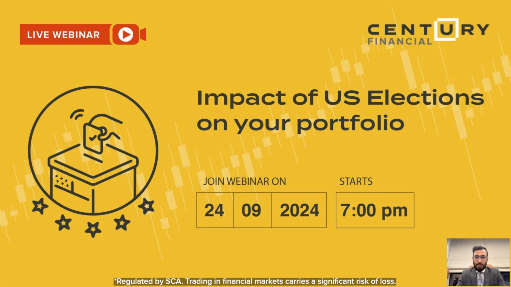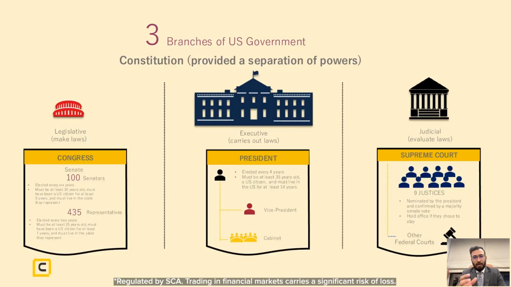So let's start the session by understanding how the US political system works. It's one of the most important things because what we understand is there's a president who takes the decisions. But we must also know that there are three branches of US government as per the constitution, and all these three branches have different powers. One is the legislative branch, which makes the law, then there is the executive branch, which carries out the law, and then there is the judicial branch, which evaluates the laws.